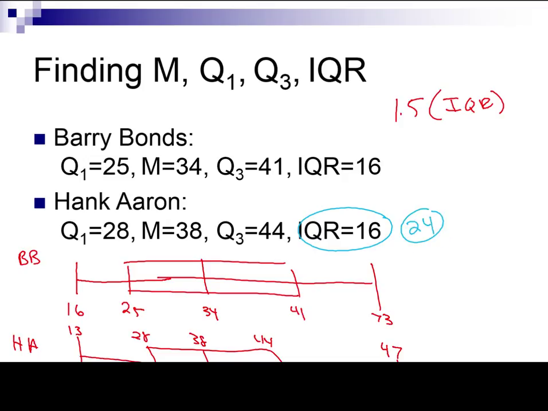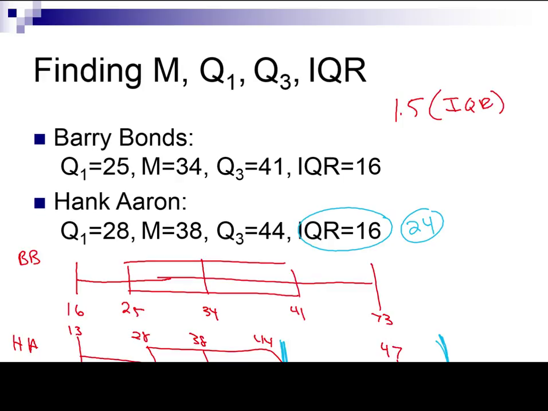Here's what you do. To figure out if there are any outliers, from quartile 3, I'm going to go 24 more in this direction. So 44 plus 24 gives me 68. 68 would be out here, wouldn't it? So is there any outlier on this side? No, because everything's inside of this little fence.